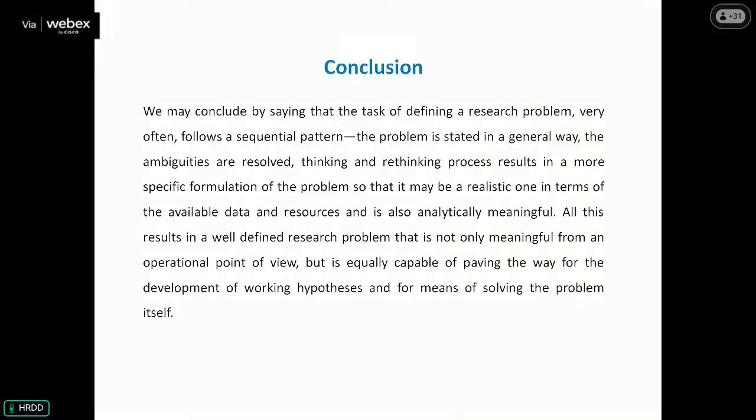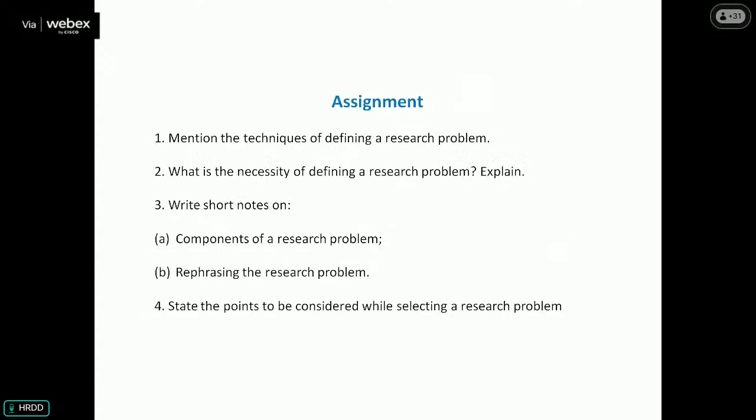But first, you state the problem in the general way. What are the techniques? State the problem in a general way. Then ambiguities are resolved. Thinking and rethinking the process result in a more specific formulation, so that it may be a realistic one in terms of available data and resources, and also analytically meaningful. All this results in a well-defined research problem that is not only meaningful from an operational point of view, but is equally capable of paving the way for the development of working hypothesis and for means of solving the problem itself. So then we go into assignment: mention the techniques of defining a research problem.